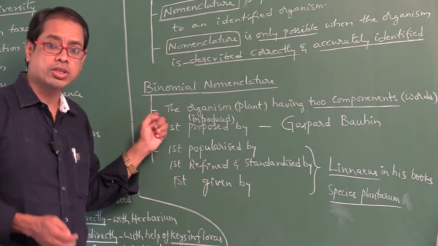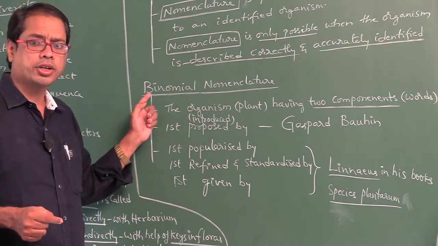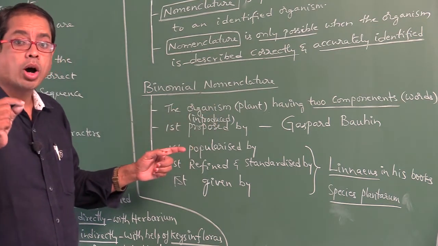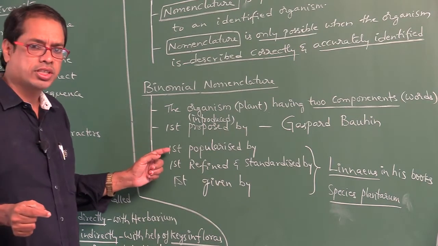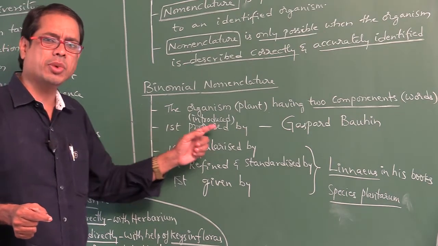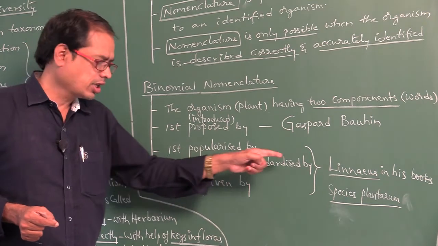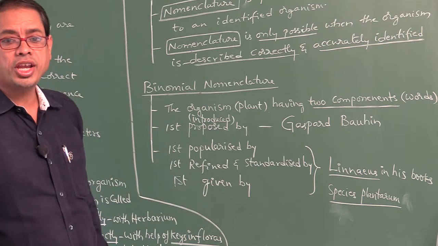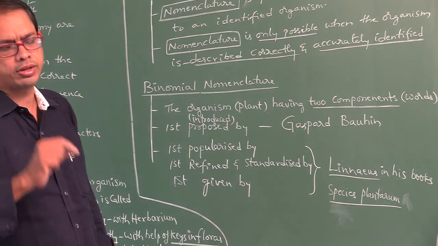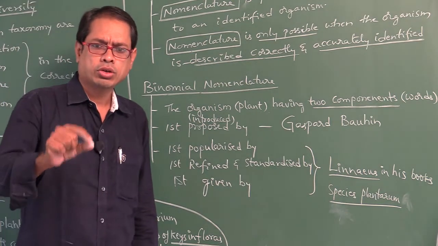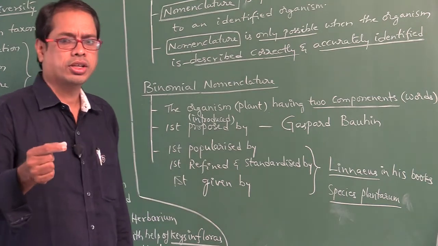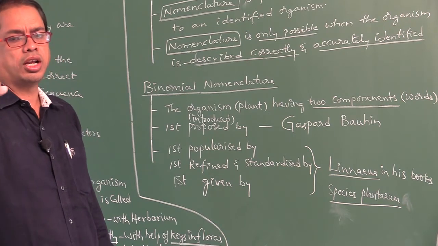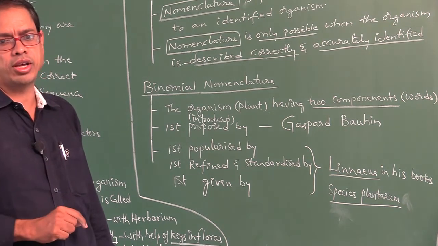Binomial nomenclature was first proposed and introduced by Gaspard Bauhin, and first popularized, refined and standardized by Linnaeus in his book called Species Plantarum. A very, very important point: an organism having two components, two words, is called binomial nomenclature.